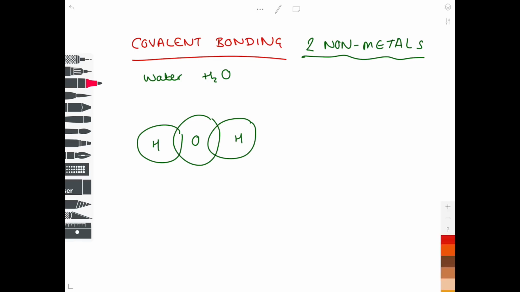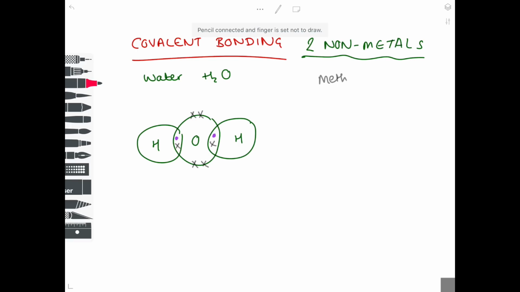So hydrogen has 1 electron in its outer shell. Oxygen has 6. 4, 5, 6. And now double check and see that they're both full. Oxygen now has 8 electrons in its outer shell. Hydrogen only has 2, but that's fine, because remember the first shell only needs 2 to become full. So that is now a perfectly completed covalent bonding diagram.